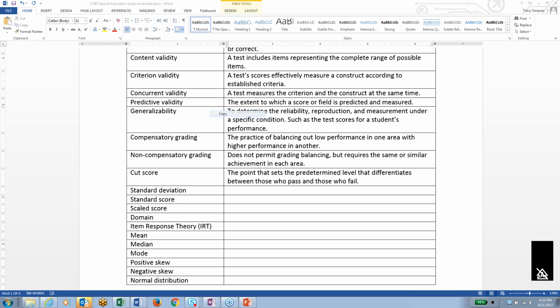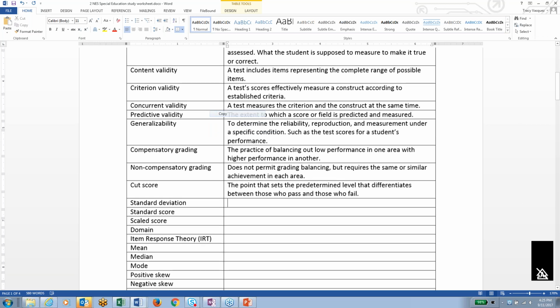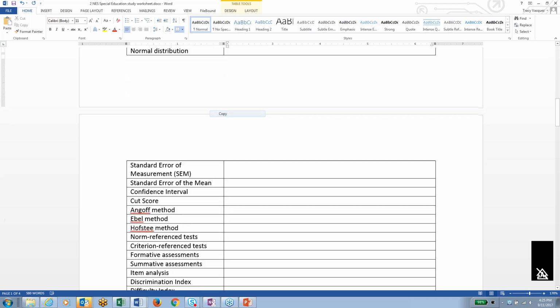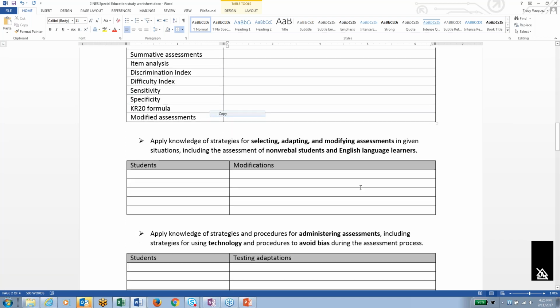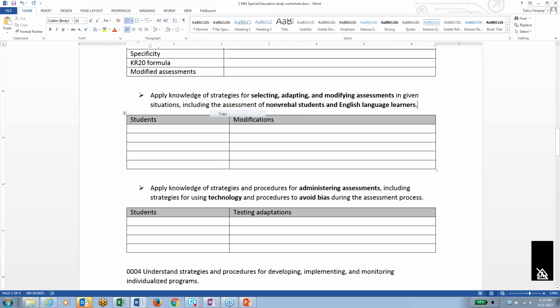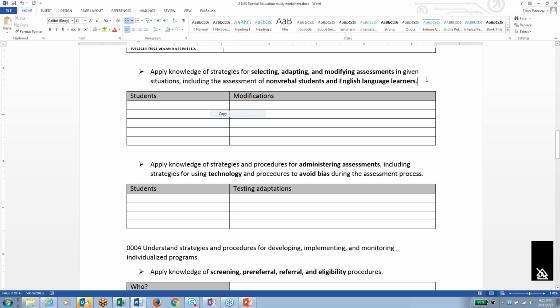It looks like we are almost to the halfway point of our session already, and we are still getting through these definitions. So I'm going to allow you all to work together on finishing these definitions. And as a group, we are going to move on to the next competency here. So go ahead and scroll down to apply knowledge of strategies for selecting, adapting, and modifying assessments in given situations, including the assessment of nonverbal students and English language learners.